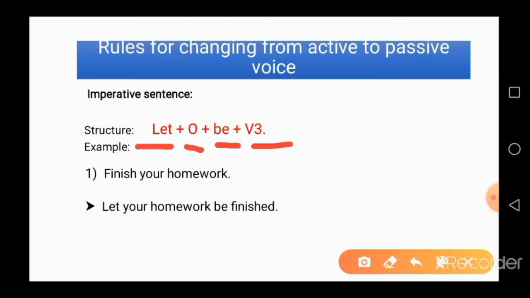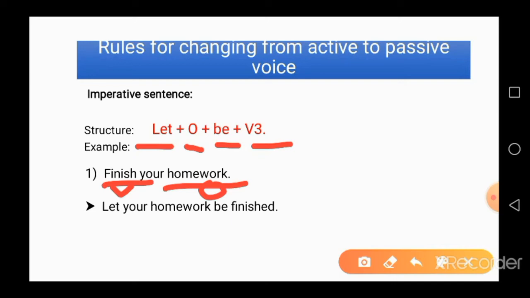See how to write an imperative sentence. In an imperative sentence, you can see this example, finish your homework. Finish is the verb and your homework is the object. So, imperative sentences are like verb plus object, where the sentence starts with a verb. Therefore, they are called imperative sentences and they are used to make an order. Finish your homework. This is an order.